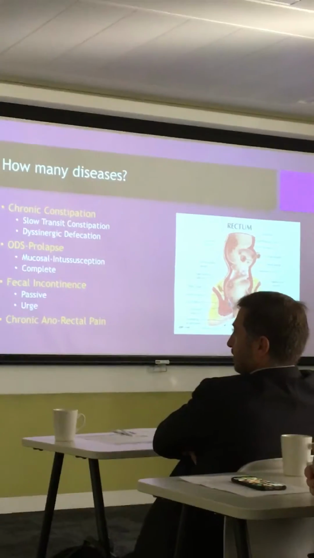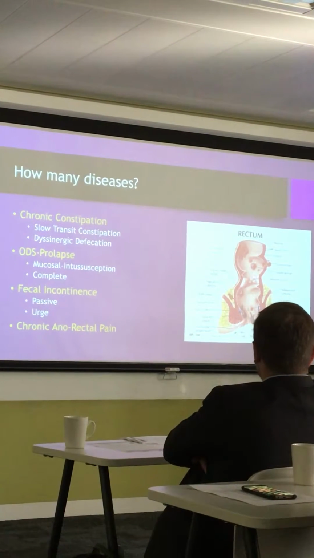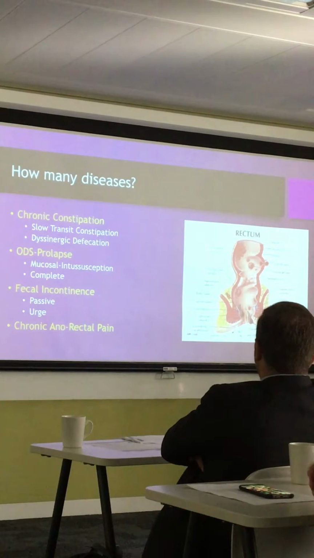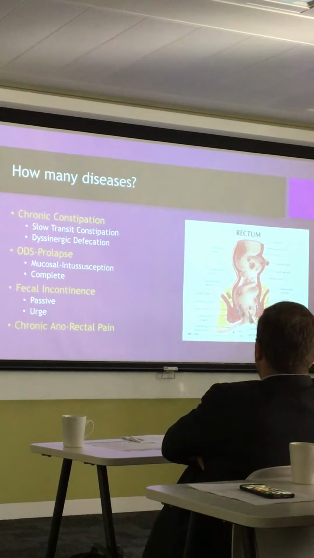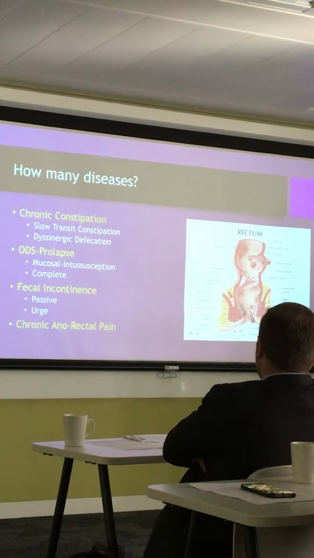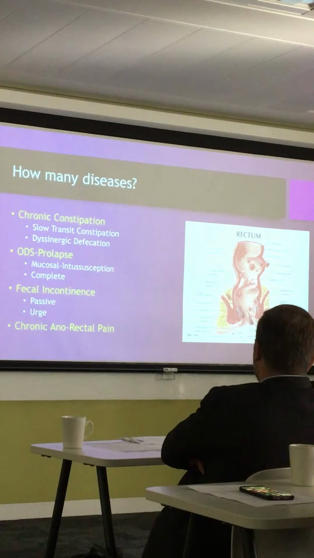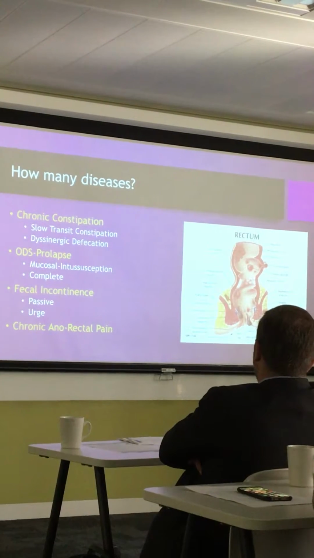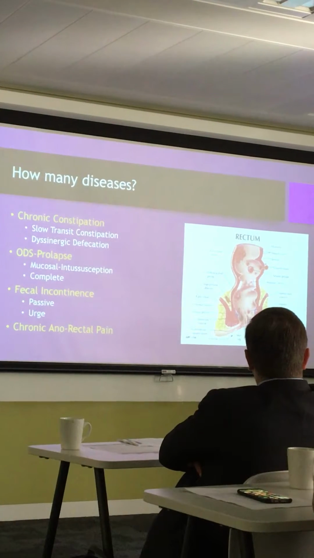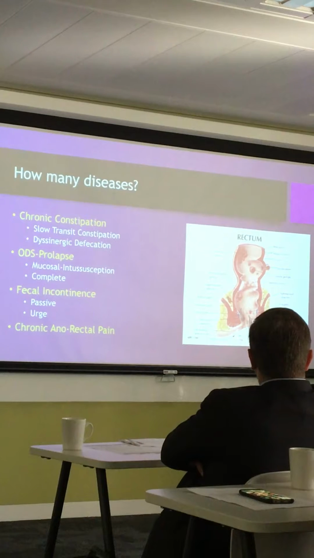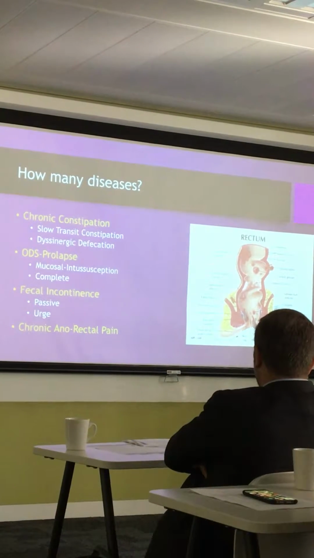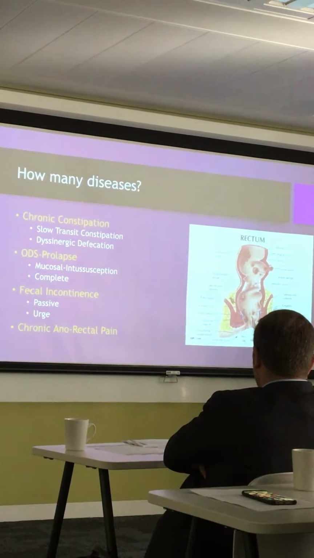How many diseases are we looking at? We can categorize them in these 4 groups. First of all, chronic constipation, which is divided into 2 different kinds from a pure functional point of view: slow transit constipation and dyssynergic defecation. Then the anatomical part of the constipation, known as ODS and prolapse, which could be incomplete, like just mucosal intussusception, or complete. Fecal incontinence, which is the other way around, which should always be divided into different categories, as passive and urge. And finally, chronic anal pain.